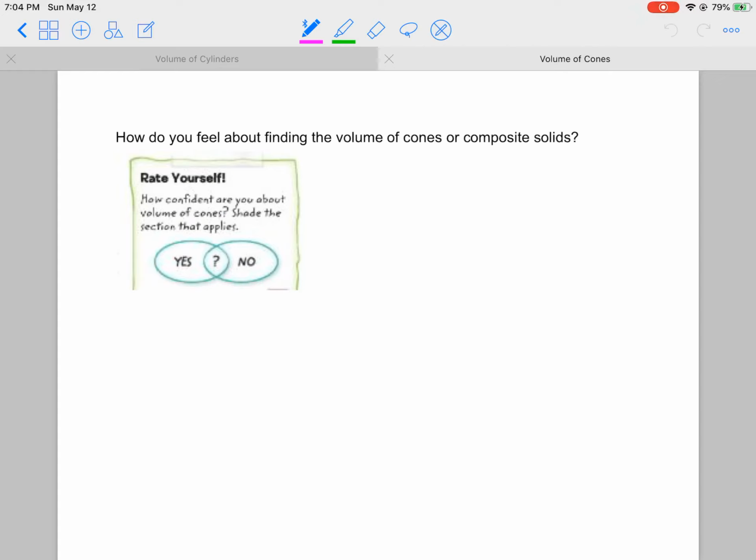All right, last thing I want you to do for me is just tell me, how do you feel about finding the volume of cones or composite solids? Just give yourself a little highlight. It's also going to be in the note check, but how confident are you about finding these? I find this to be pretty easy, but maybe you have some questions that I still need to answer. So if you do, reach out, let me know, send me a screenshot, whatever, and I'll help you some more.